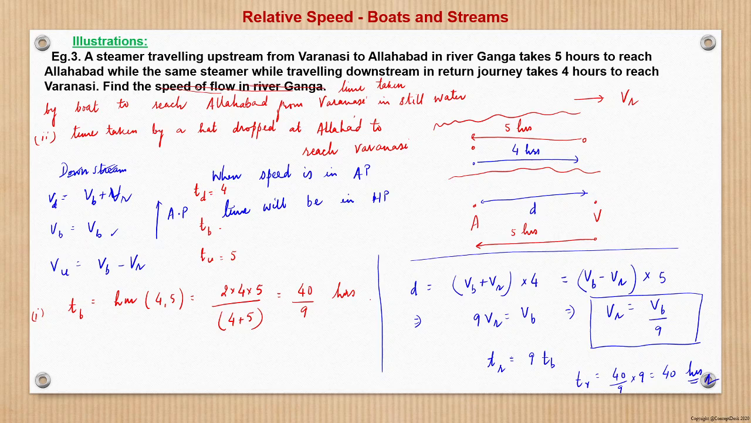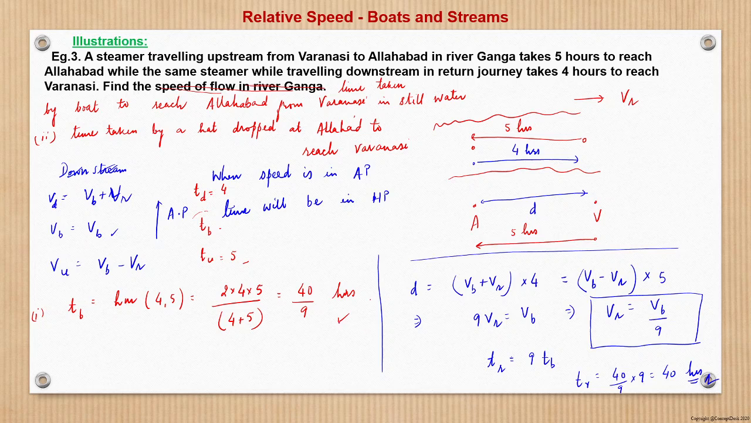So it was an important concept that we use the funda of AM, AP and HP. So from here we could find that since the effective speeds, or the speed with respect to ground, are in AP series, therefore time taken will be in HP series. And in HP series we knew that time taken in downstream is 4 hours, time taken in upstream is 5 hours. So time taken in still water would be Tb, that is the harmonic mean of 4 and 5, which is 40 by 9 hours. So this was an important problem.